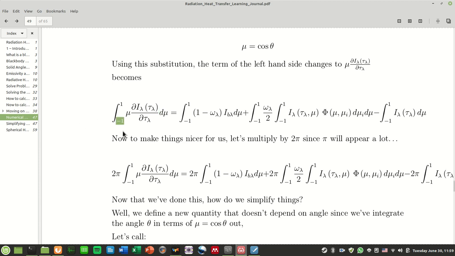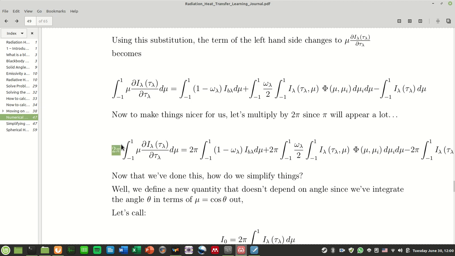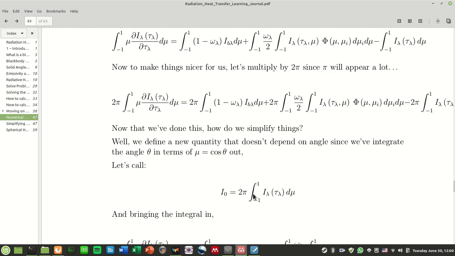Mu equals -1 corresponds to pi. Mu equals 1 corresponds to the angle being 0 in radians. So we do this integration throughout. It's not too big an issue. To make things nicer, we multiply things throughout by 2 pi. Actually, there's no need to talk about it later. We can introduce this term now.